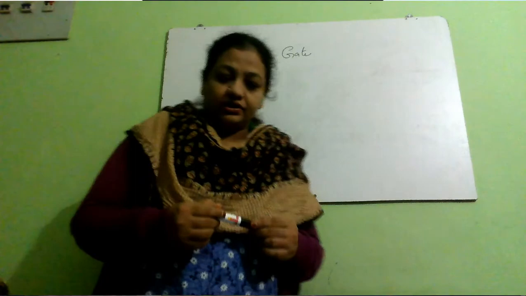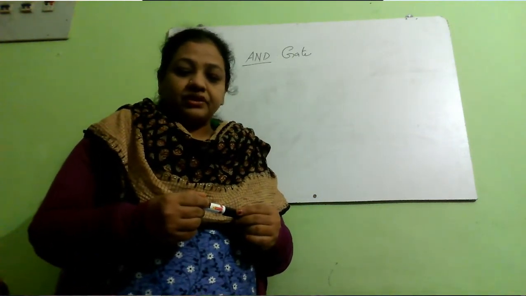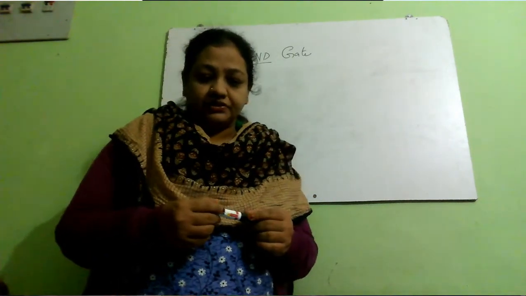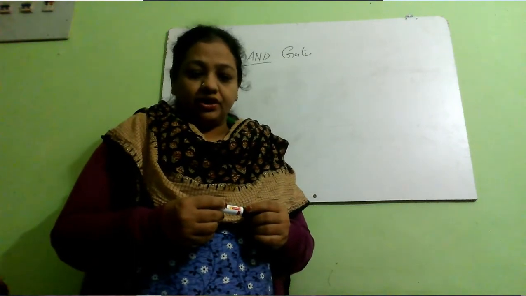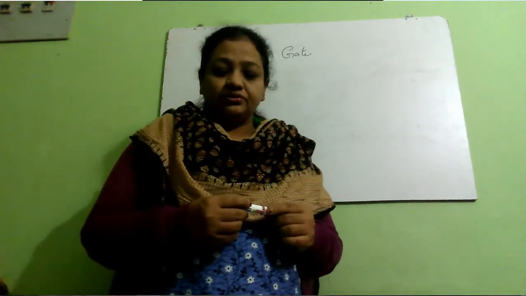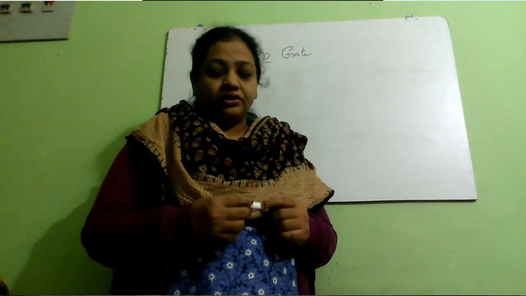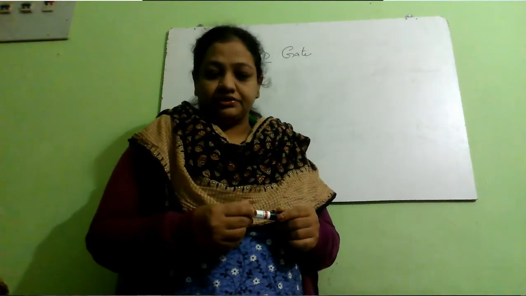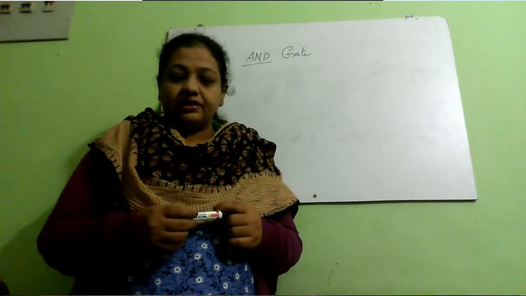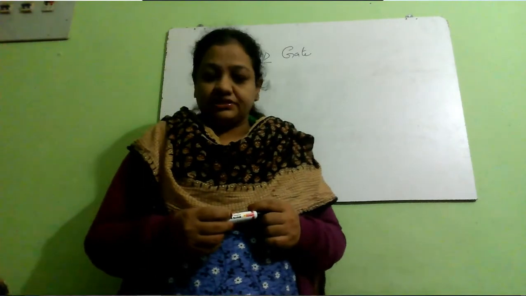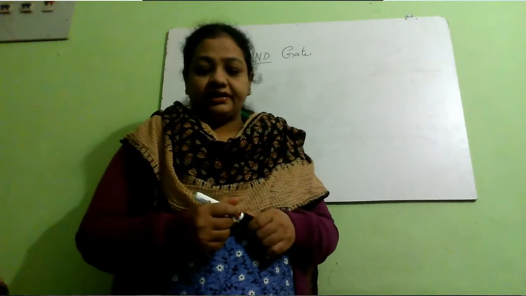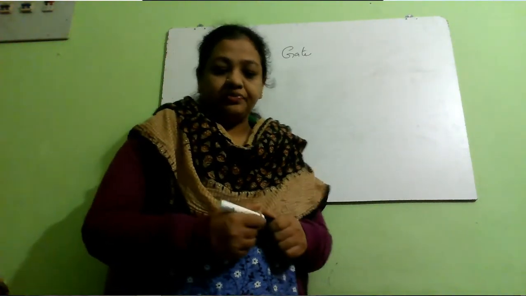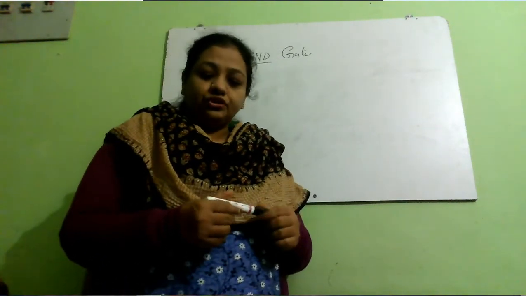Last class we had a discussion on the NOT gate. The NOT gate is also called an inverter. It is used to get the complement of the input. A NOT gate has only one input and one output. The output is the complement of the input. That means if the input is 1, the output is 0. If the input is 0, the output is 1. So, the NOT gate complements the input.